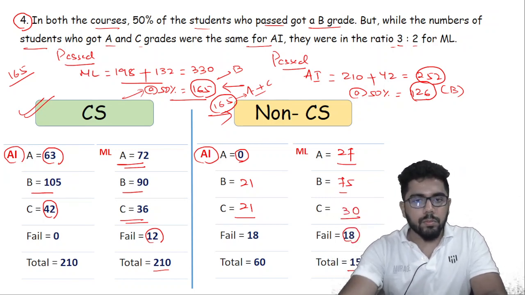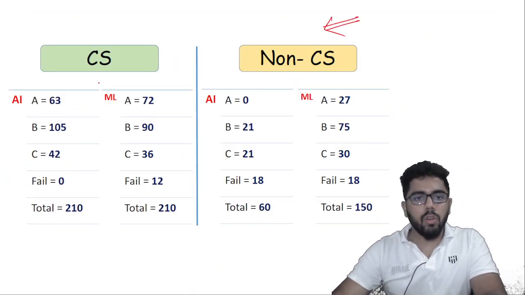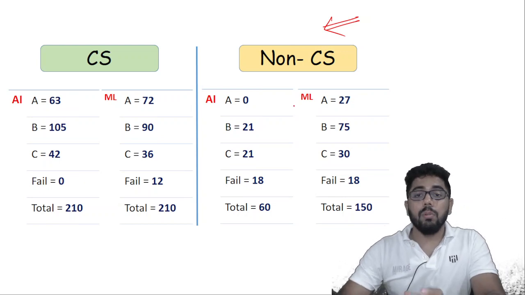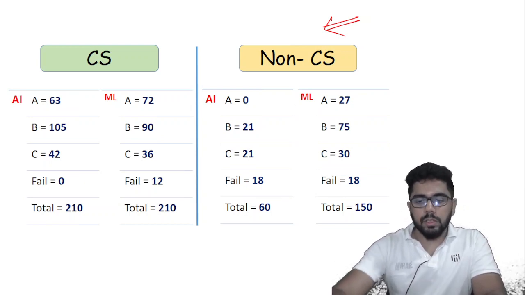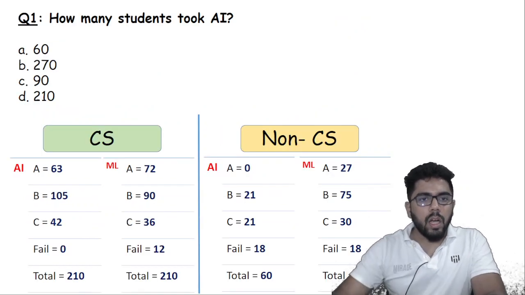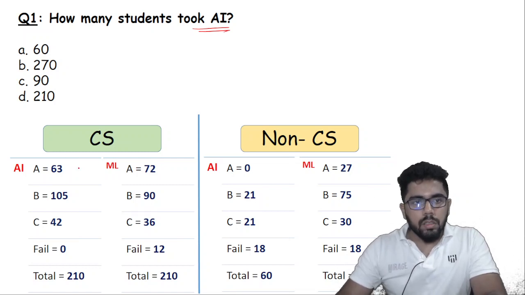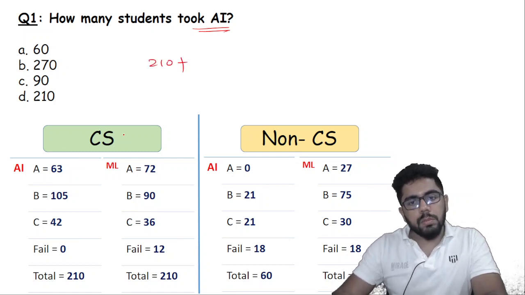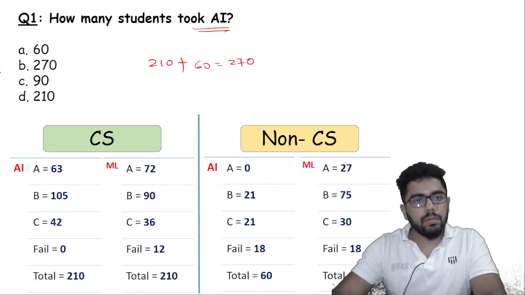So this entire thing can be summarized in this way. We have completed the table, got all these values, and I hope all of you understood how these calculations are made. Now let us go to the questions. How many students took AI? 210 students from CS department and 60 students from non-CS department, so 270.